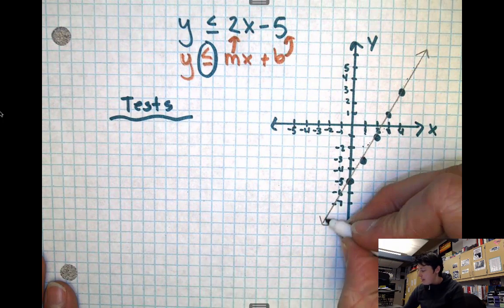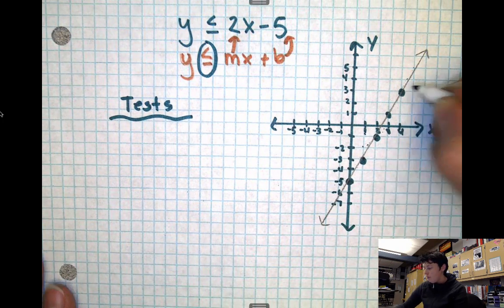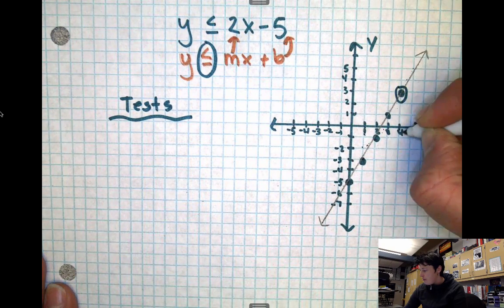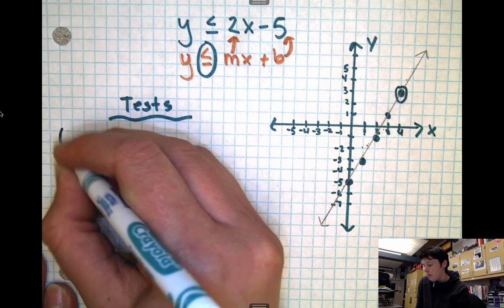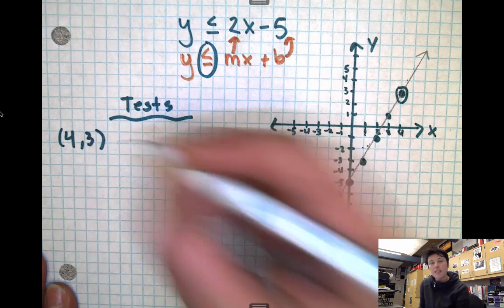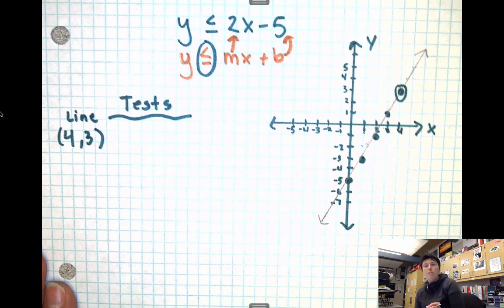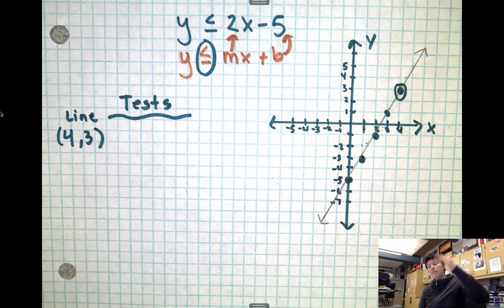Now something on the line could be any point on the line that I choose. So I'm going to choose this point right here, which is at 4 and 3. So I'm going to test 4, 3. And that is the point that is on the line. So I'm going to write on the line. But I'm also going to test a point up above and down below.